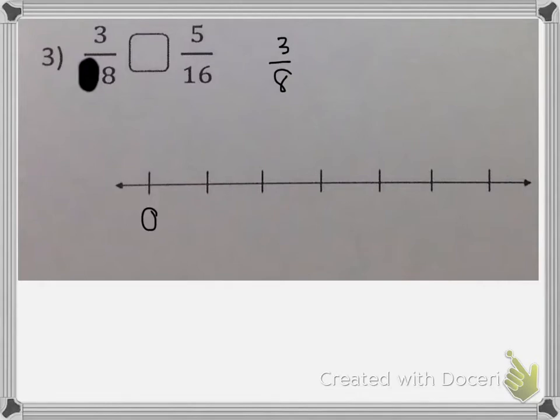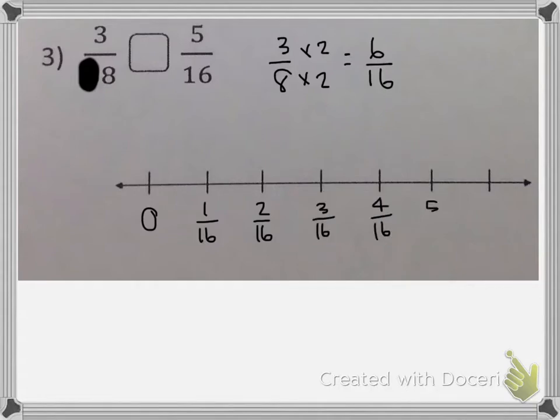3/8 can also be written as 6/16 because if I multiply both the numerator and the denominator by the same number, by 2, I get 6/16. So that's an equivalent fraction to 3/8 with a common denominator. So when I label my number line, I'm just going to stick with 16ths. 1/16, 2/16, 3/16, 4/16, 5/16, and 6/16.